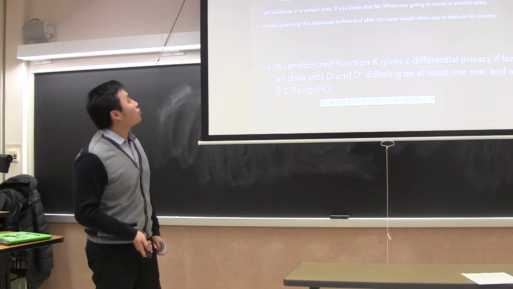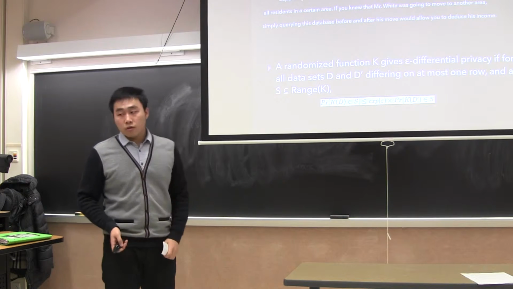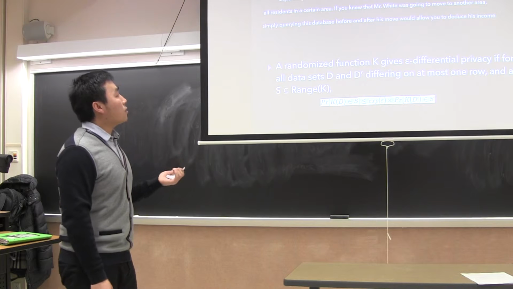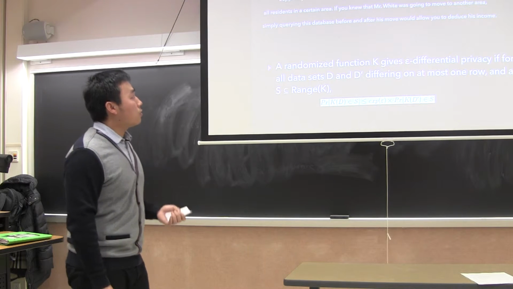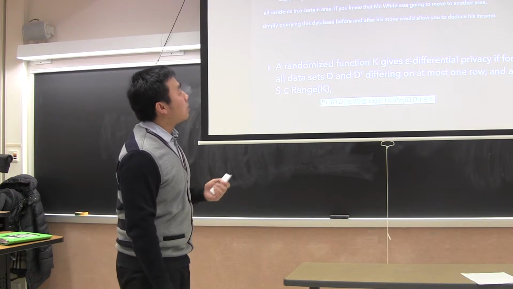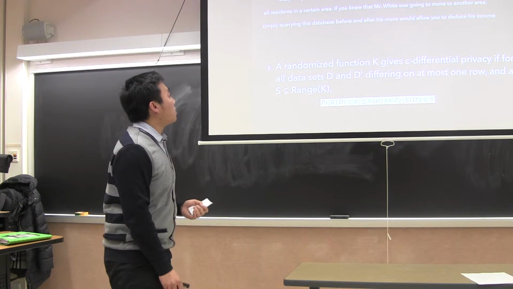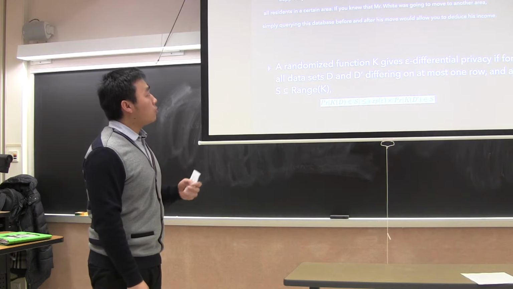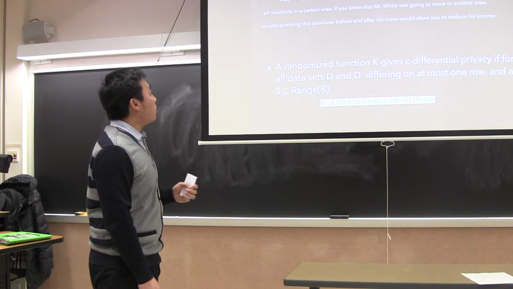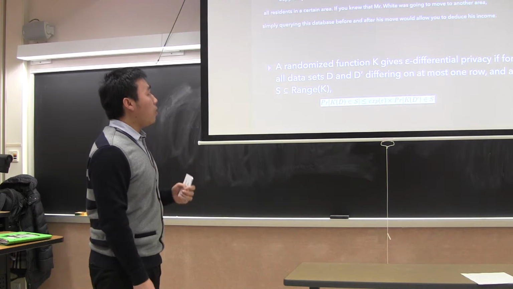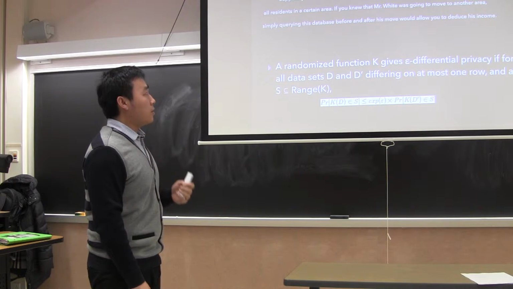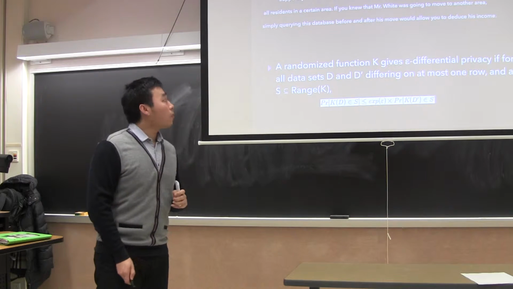So this is the definition of differential privacy. I want you to consider the following situation. Suppose you have access to a database that allows you to compute the total income of all residents in a certain area. If you knew that Mr. White was going to move to another area, simply querying this database before and after his move would allow you to deduce his income. Right? So what will you do?